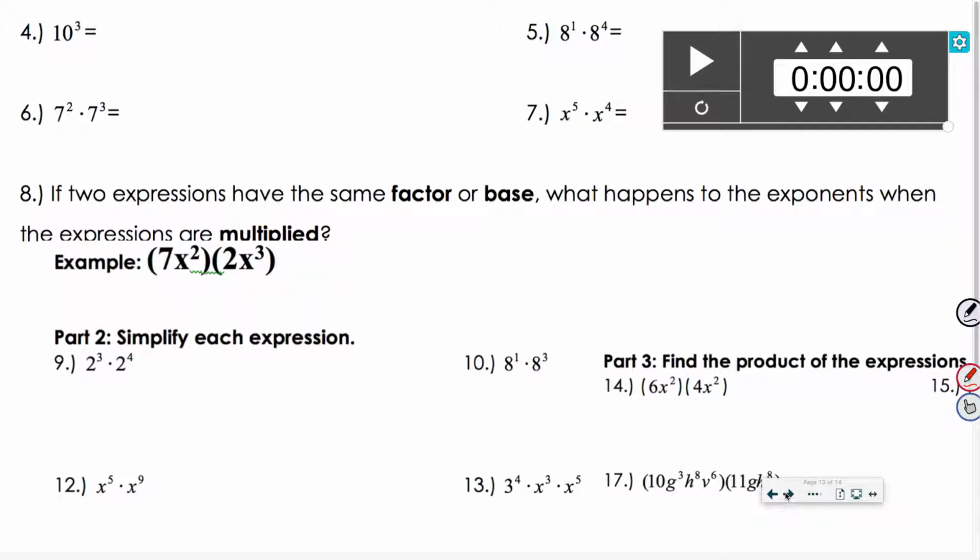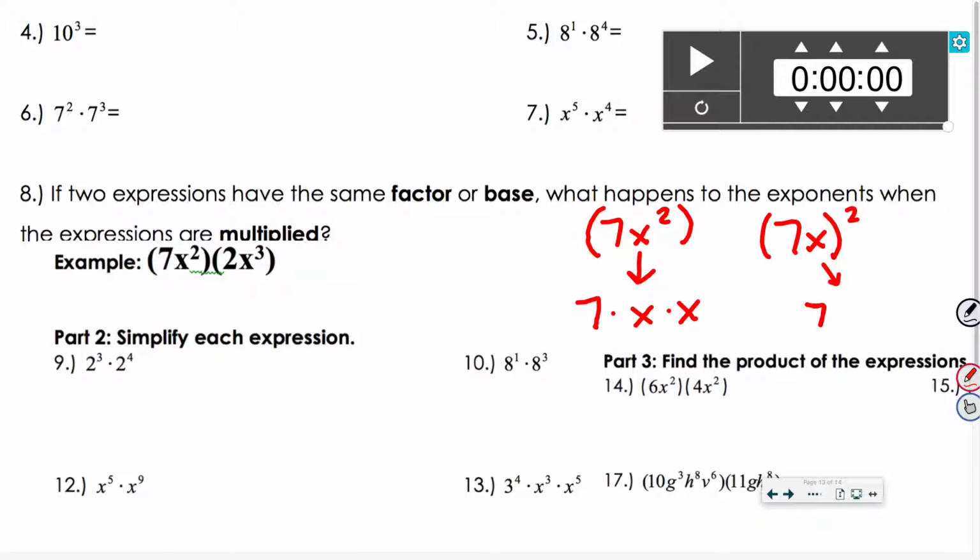The x. So there's a big difference between this and this. If I were to break out 7x squared, what is that broken out? 7 times x times x. What's this one broken out? 7x, or 7 times x, times 7x. Very different. And this is what we shift towards at the end of the week.